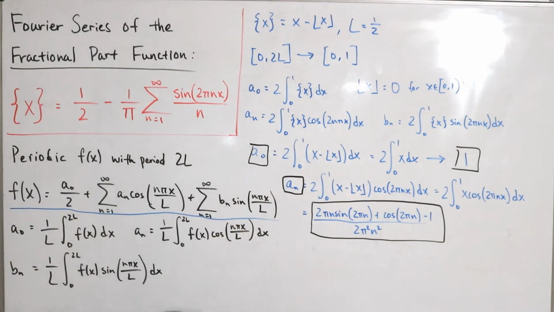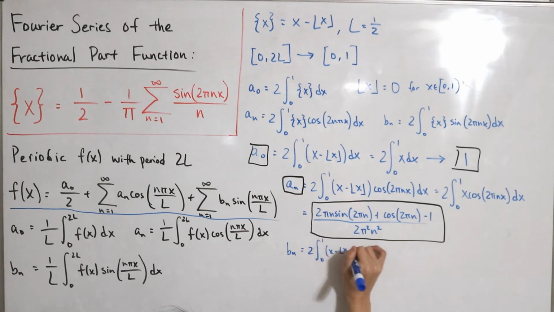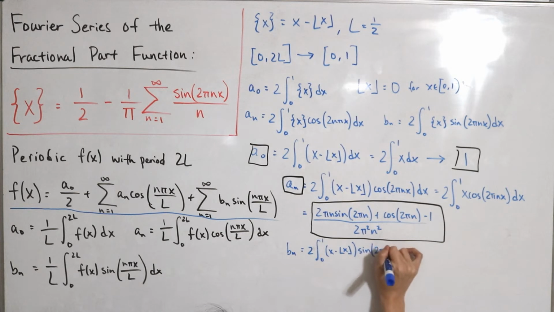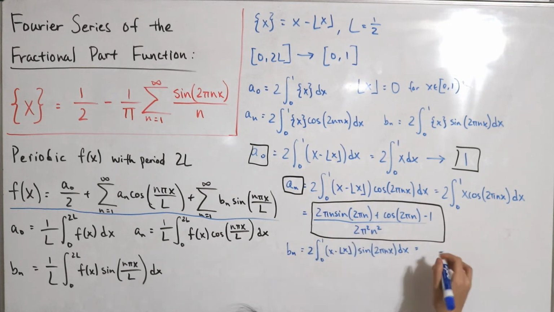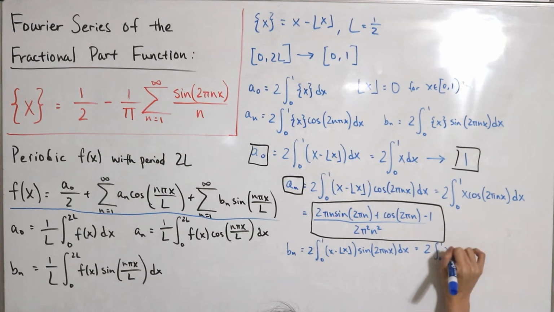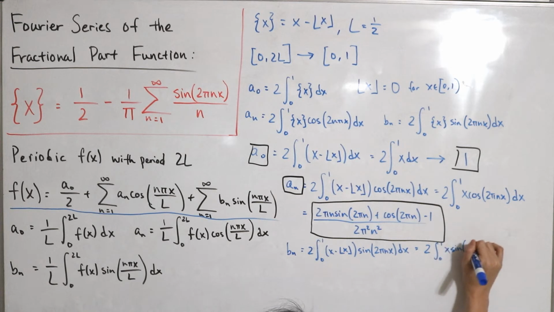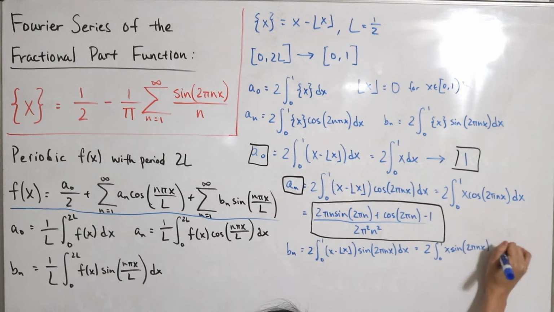So now let's actually just plug this back in. So b sub n now, again, same thing. 2 times the integral from 0 to 1, x minus the floor of x, then multiplied by sine of 2 pi n times x dx. And then we set that the floor of x is going to equal 0. So 2 times the integral from 0 to 1 of x, then times sine of 2 pi n times x, then dx. Again, I'm going to skip that calculation and leave that as an exercise for you guys.